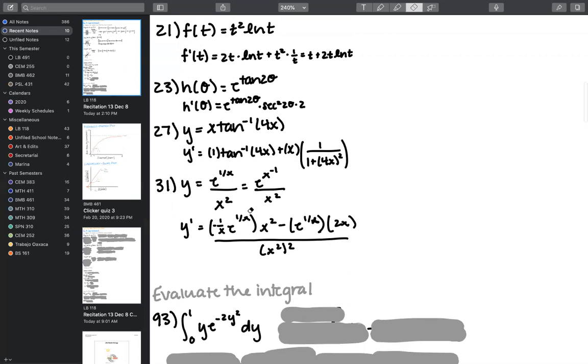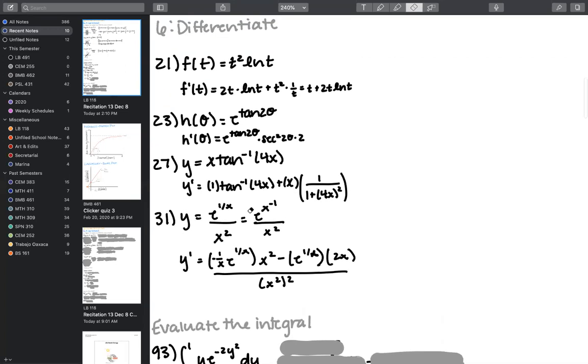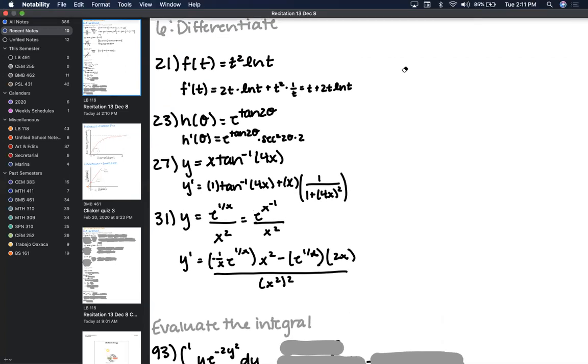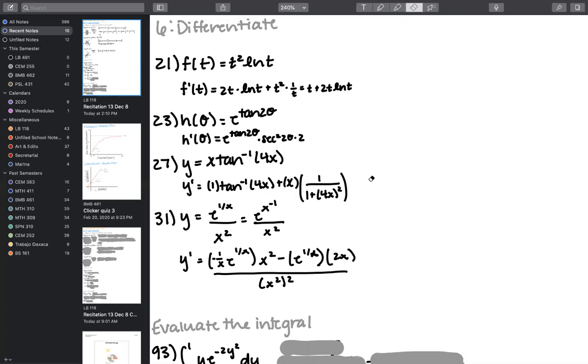And that's all Dr. Zlicki asked me to bring up as far as differentiation goes. The rest of our recitation will be going over four or five integration problems. Any questions on differentiation?